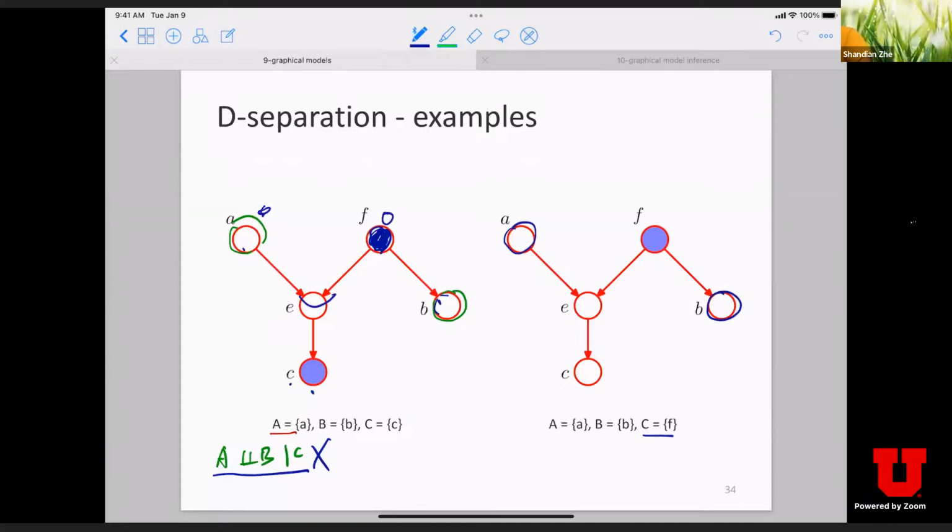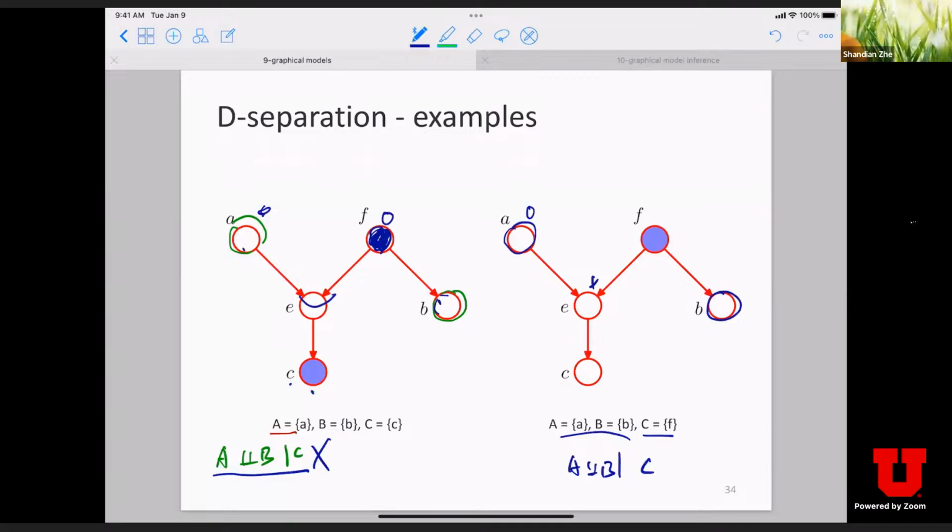So just look at if your small ball starts from here, you arrive at E. So now I want to ask if E is blocked or not. E is blocked, right? Why? Because E is not observed, or not shaded, and E's descendant C is not observed. So that's already blocked. You're not even able to arrive at F. You are blocked at E. That tells us that A and B are independent given C.